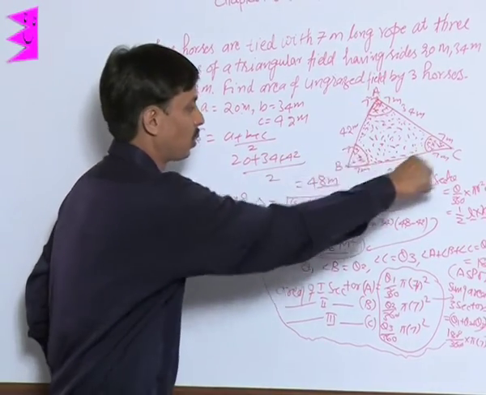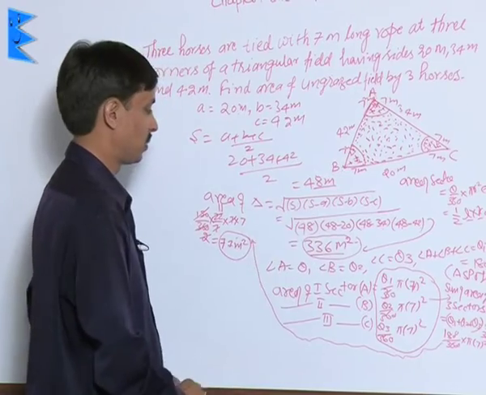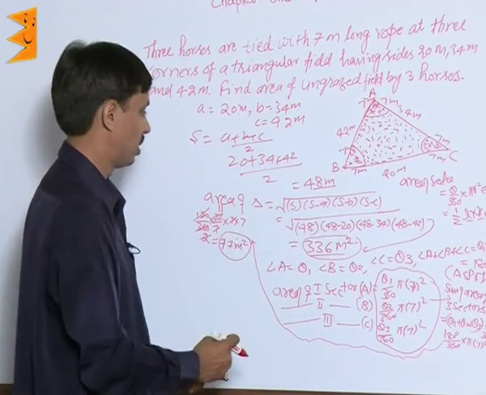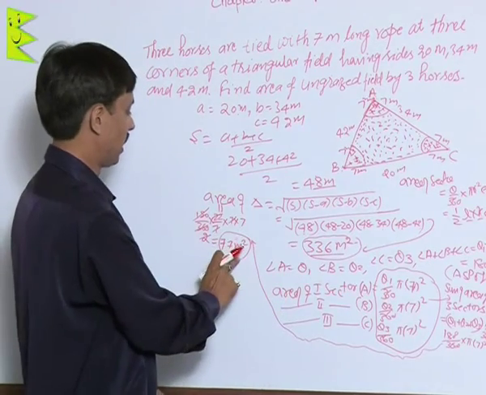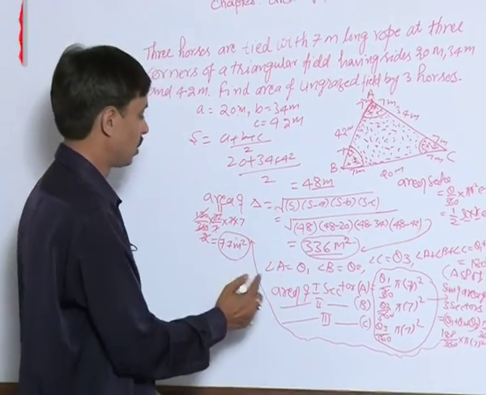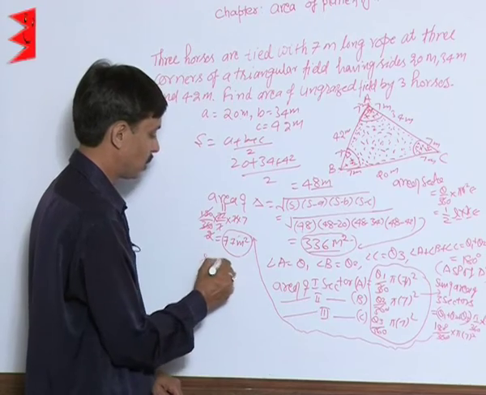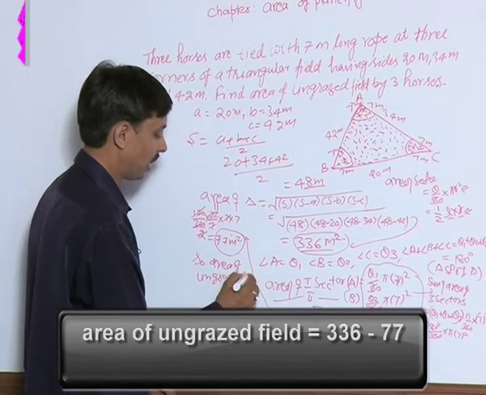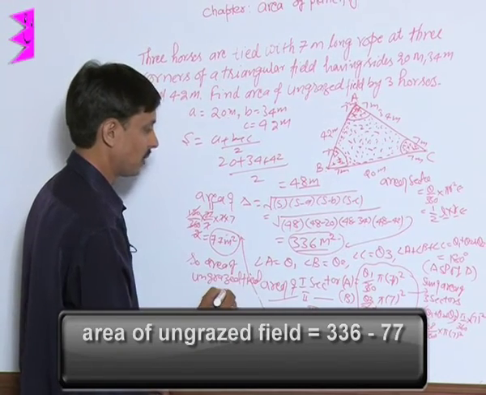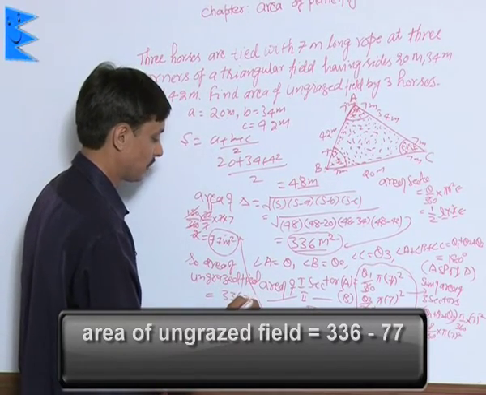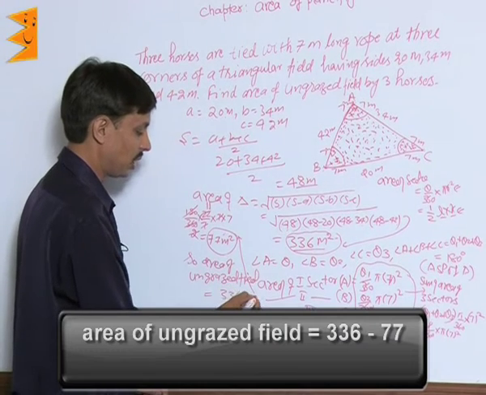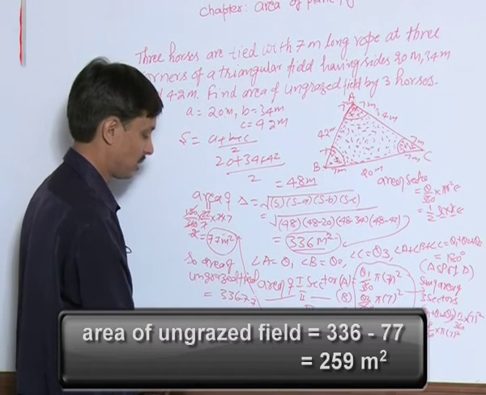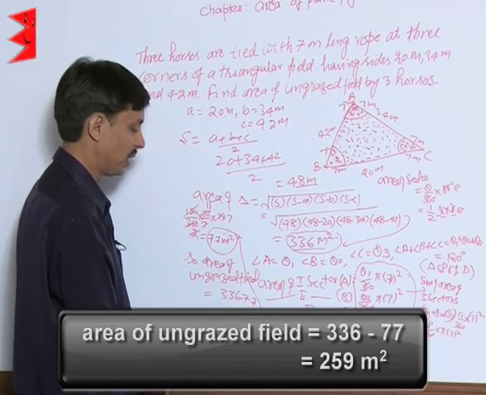What is the area of the total field? 336 meter square. If I want to calculate the area of the part which is not grazed by the horses, it can be calculated by subtracting 77 from 336. So the area of the ungrazed region is 336 minus 77. So 16 minus 7 is what? You can say it is 9. Then 12 minus 7 is what? 5. And this is 259.